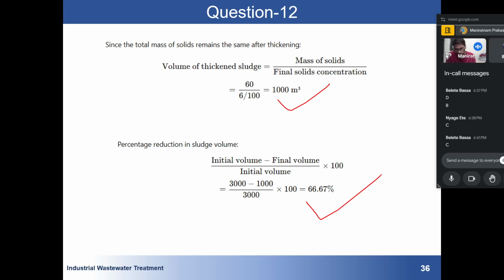Then one thing you should keep in mind is that the mass of the solid will always be fixed, not concentration, that is the mass. Concentration may vary, but the mass will always be the same.